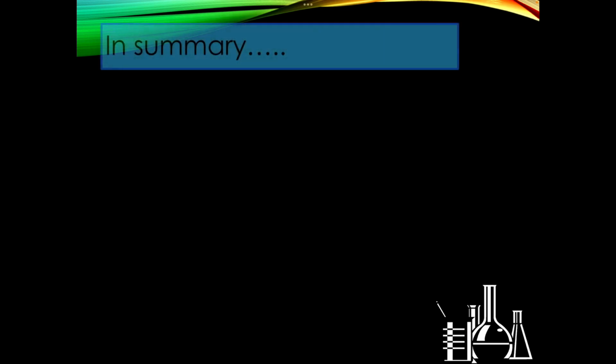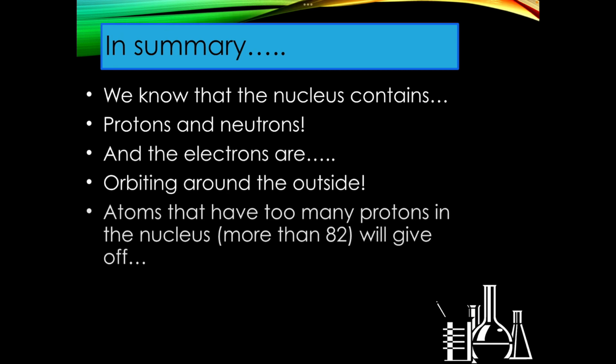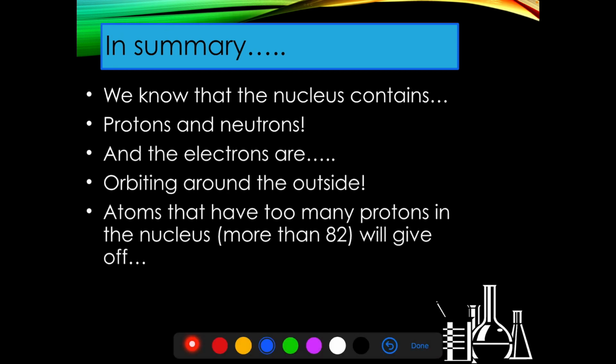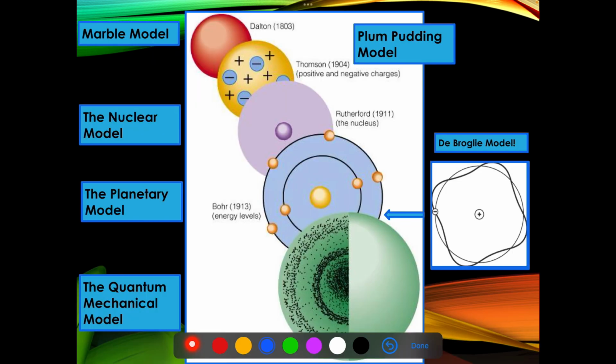So to summarize really quickly, we went from that Greek idea all the way up to this planetary model. To do that, we discovered that the middle part of your atom is going to have protons and neutrons. On the outside, you have electrons that are orbiting almost like the solar system. And that strong nuclear force is going to hold your atoms together up until 82. And that's where you pop and start releasing radiation.